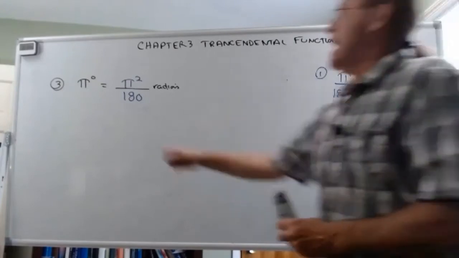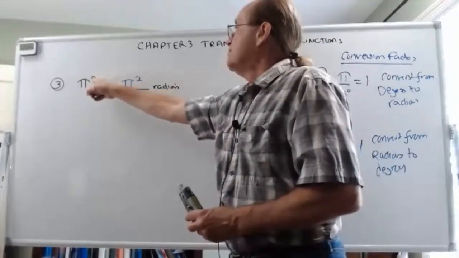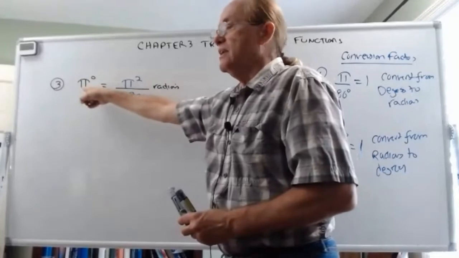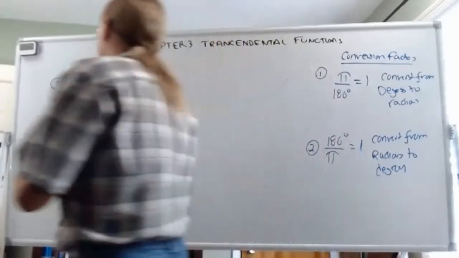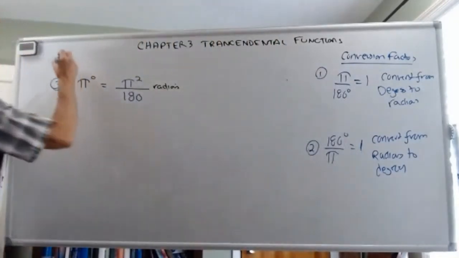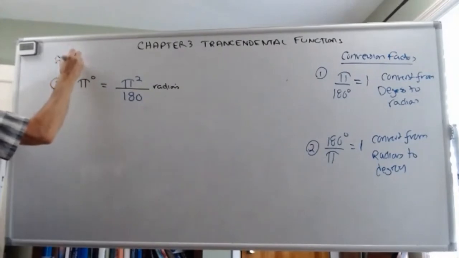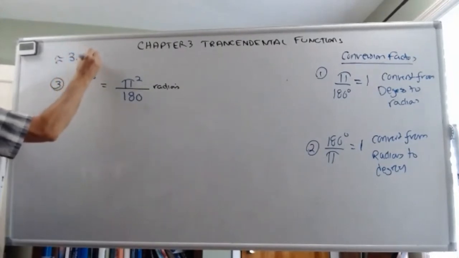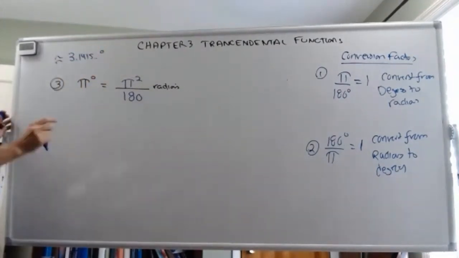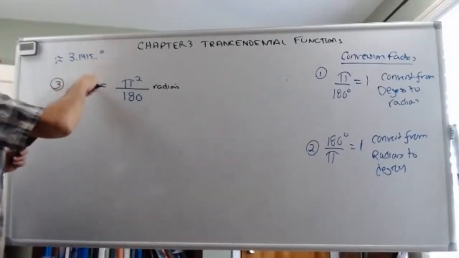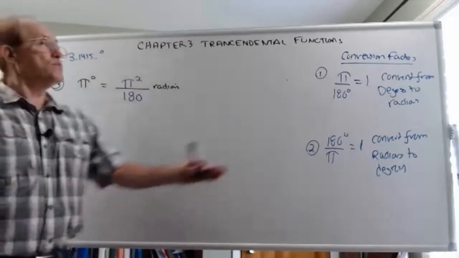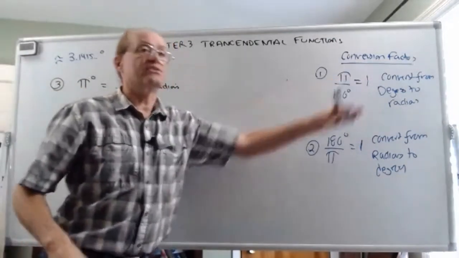Because that tells me I'm in degrees. Pi does not tell me I'm in radians. This is approximately 3.1415 degrees, a little over 3 degrees. That's what it means. Well, I want to go from my degree measure to radians. So I want to go from degrees to radians, so I have to use this.